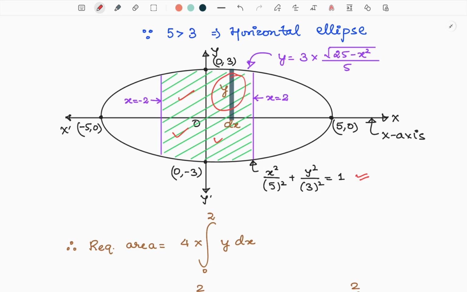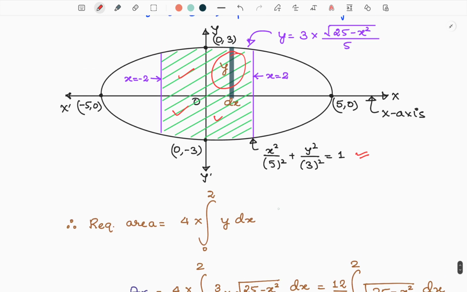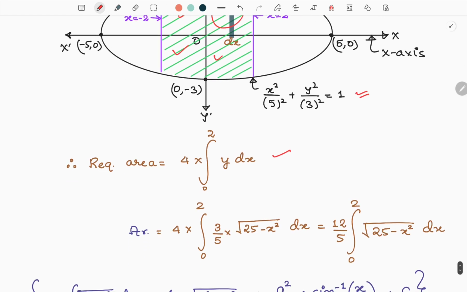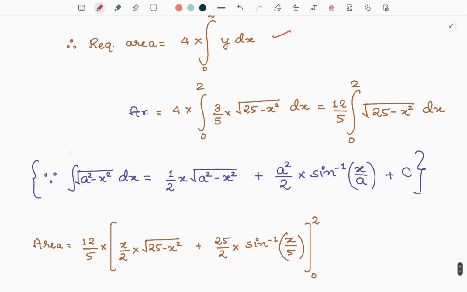So I've done that same thing: 4 times the integral from 0 to 2 of y dx. Now put in the value of y and you will get the answer. Here the integration part is a little bit difficult because you should know this formula. The integral of under root a square minus x square contains two parts: first, x by 2 under root a square minus x square, plus a square by 2 sine inverse x by a, plus the constant of integration.